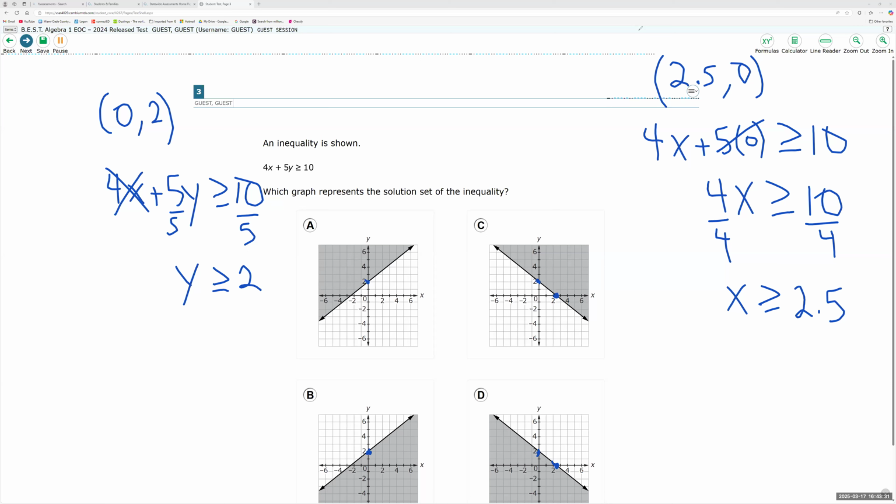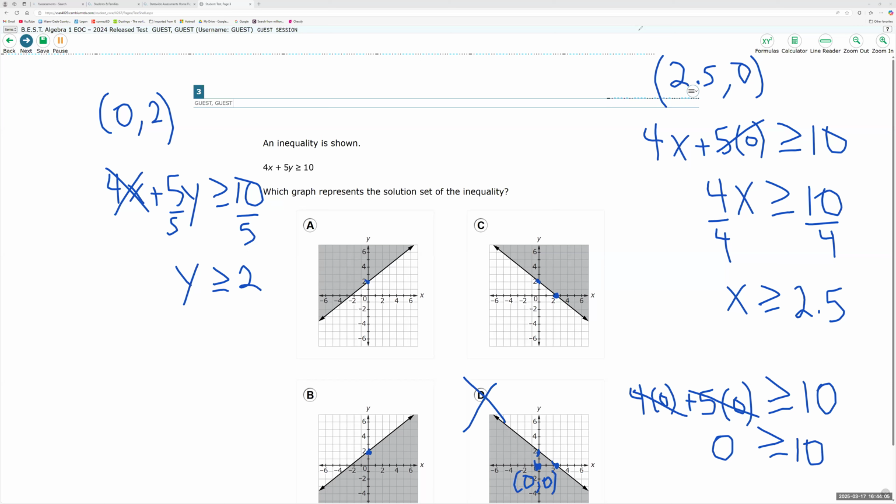I can always check with the 0, 0 to see if it goes here. So if that were the case, 4 times 0, which is the x from the point 0, 0, plus 5 times y, which from the point 0, 0 is 0, that would be greater than or at least 10. And so this is 0 plus another 0 is 0, which is not greater than 10. So I know that I cannot choose D. The other ones have the wrong 2.5 because it's positive.